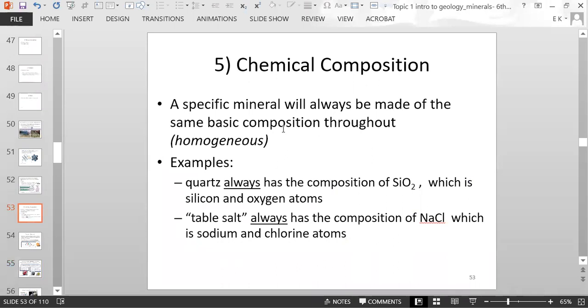And the fifth criterion for something to be considered a mineral was chemical composition. A specific mineral will always be made of the same basic composition throughout, and we call that homogeneous. Examples: quartz always has the composition of SiO2, which means 1 silicon atom and 2 oxygen atoms. Salt always has the composition of NaCl, which is sodium and chlorine atoms. So there's a specific composition related to a particular mineral.